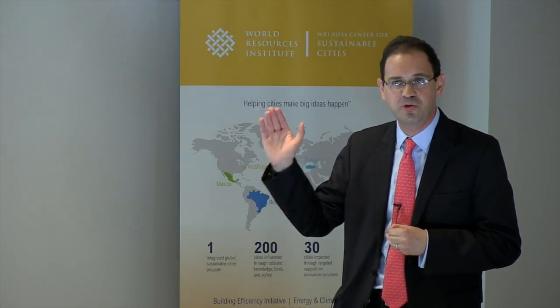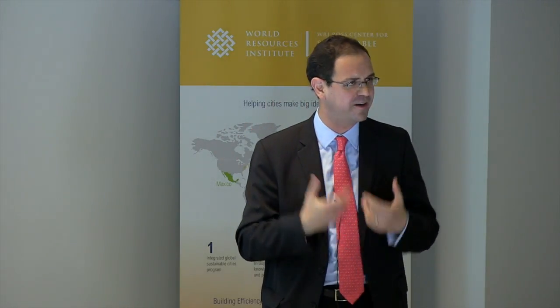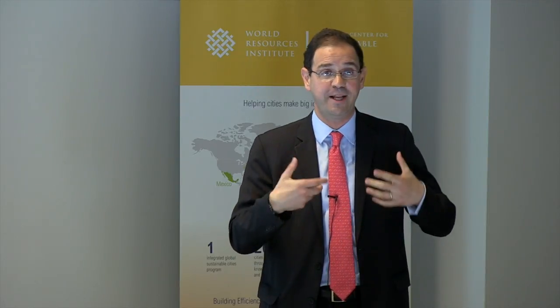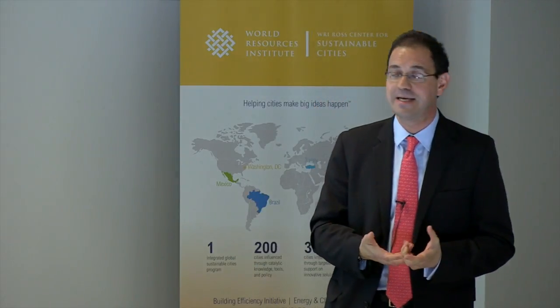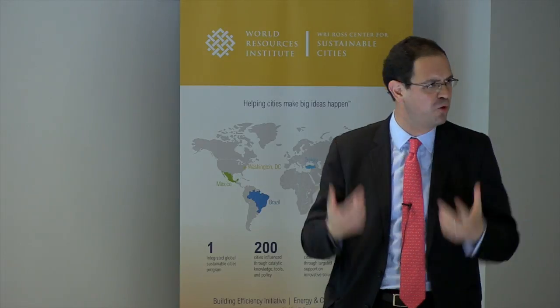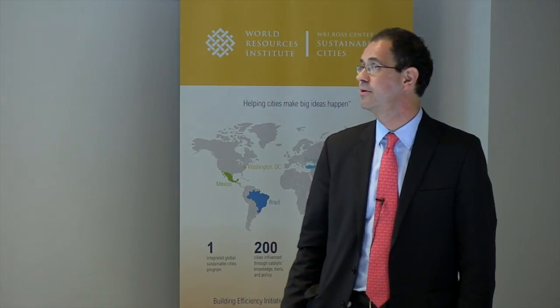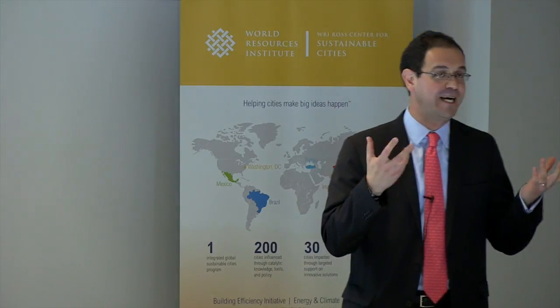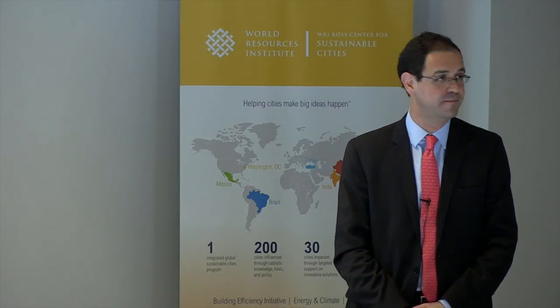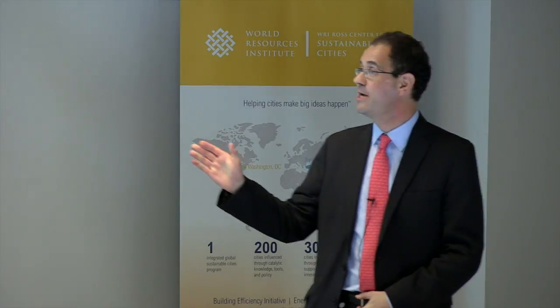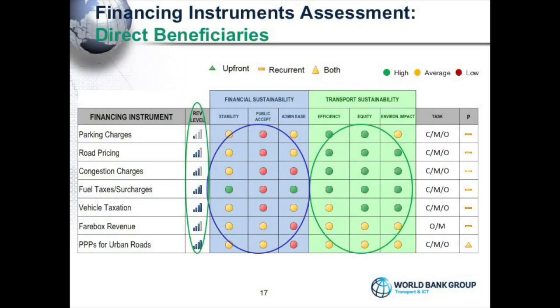Charging those users of the road infrastructure, of cars in particular, for their use and for the benefit they get, promotes efficiency, promotes good behavior. But now, let's look at the financial sustainability aspects. The three columns on the left under financial sustainability. And you see a lot of red dots.